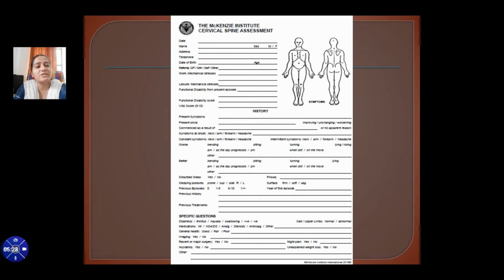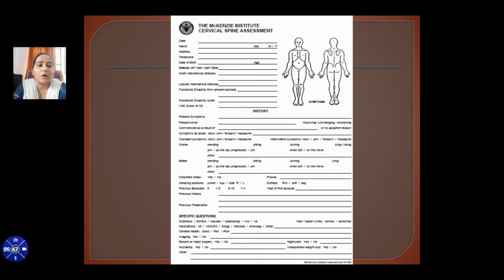The patient will be engaged in many kinds of activities and movements, so you have to mark which activity is increasing the patient's pain. And AM to PM progression, that means whether the pain is more in the morning or more in the night. So when it is worse, which activities are making the pain worse, that can be marked.